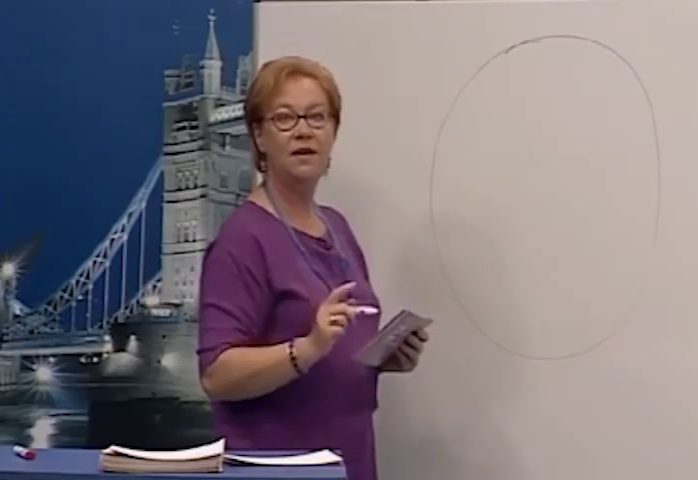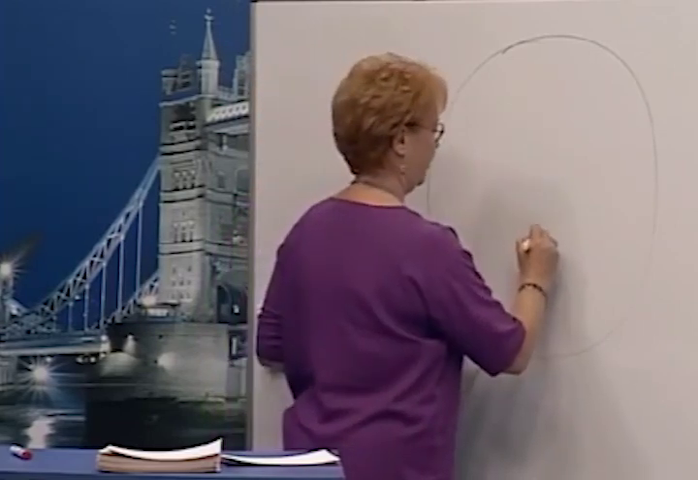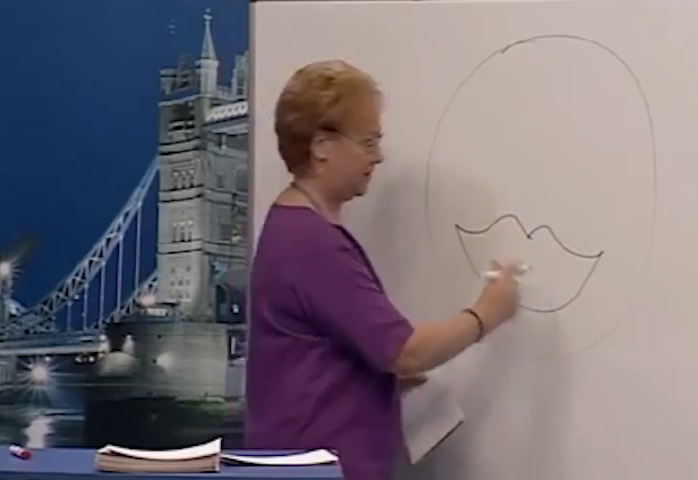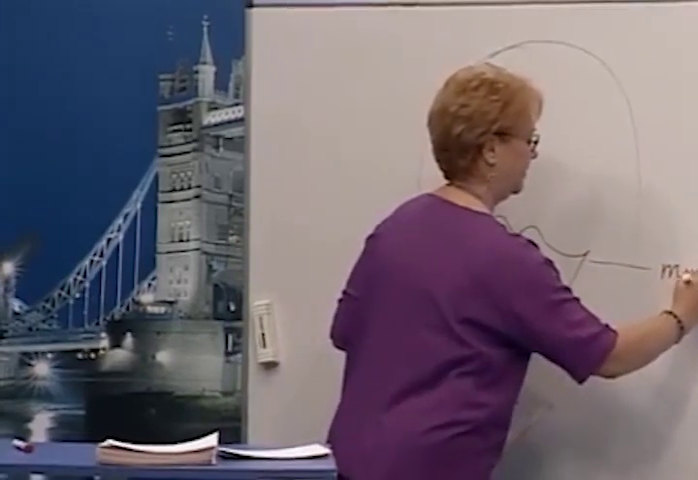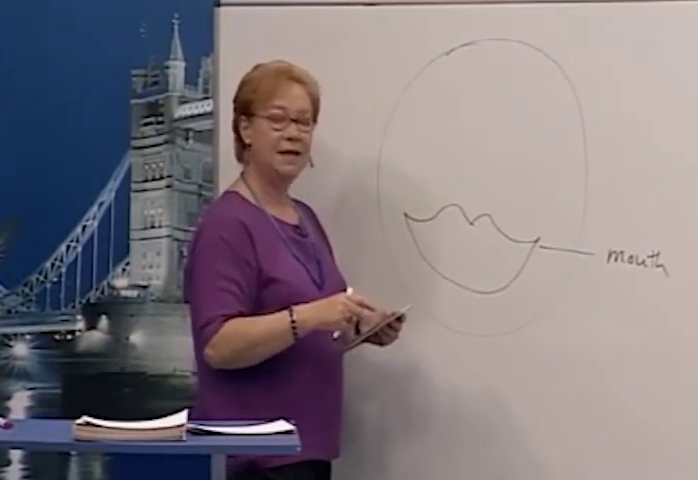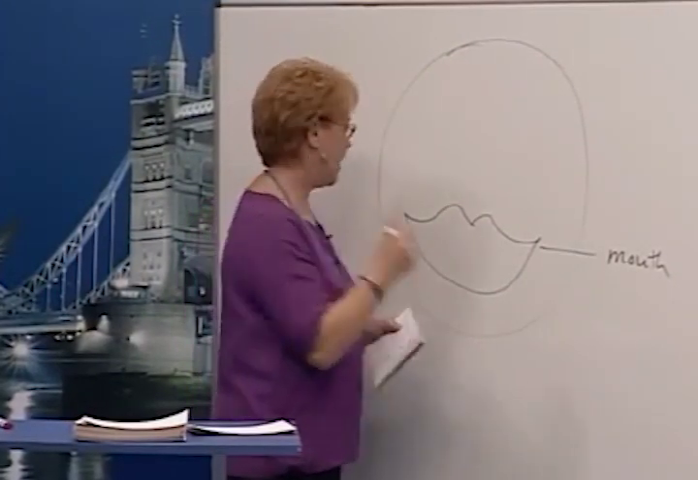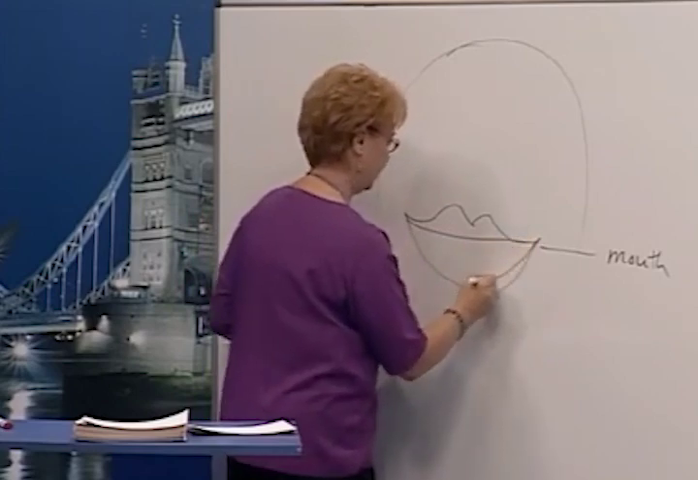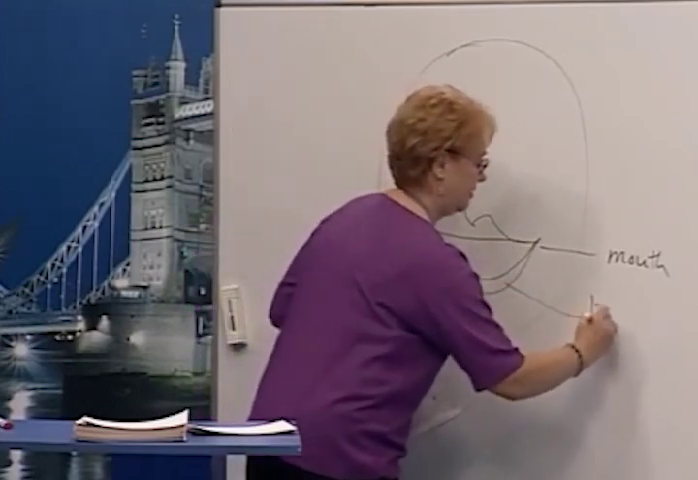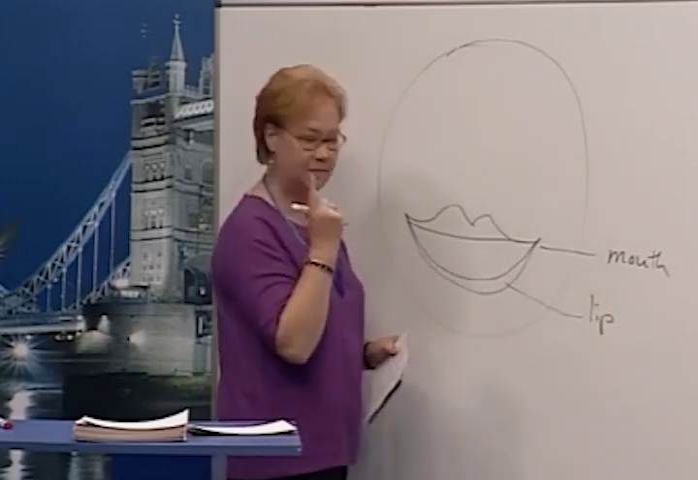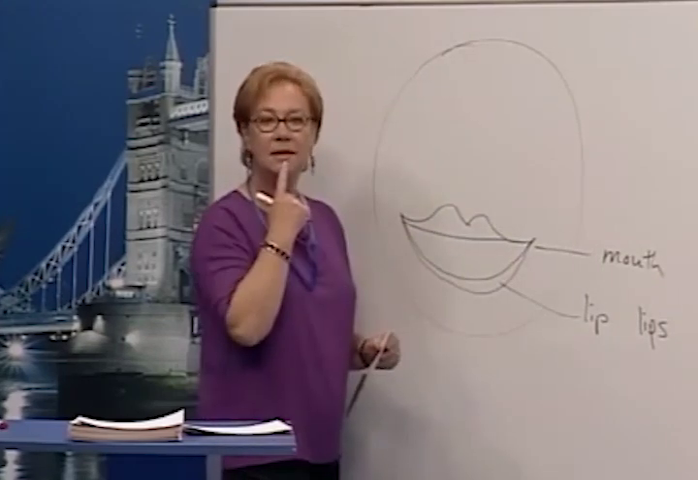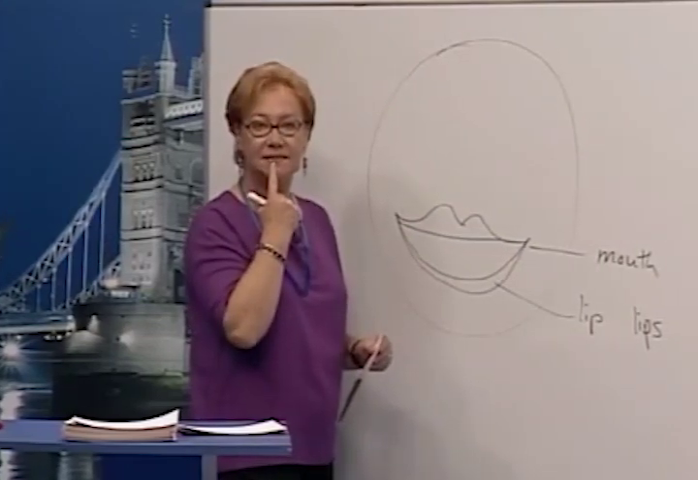First, we have the mouth. This is the mouth. All right? It's the mouth. Now, in the mouth, we have lips. Lips. One lip, two lips. Lip, lips. Okay?